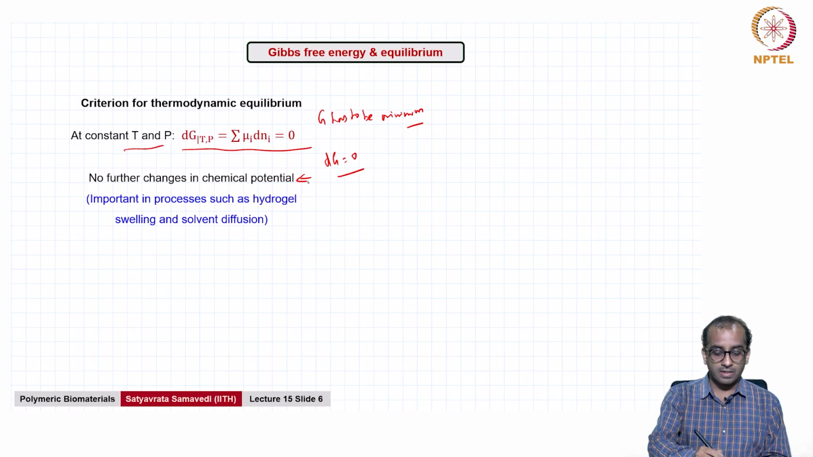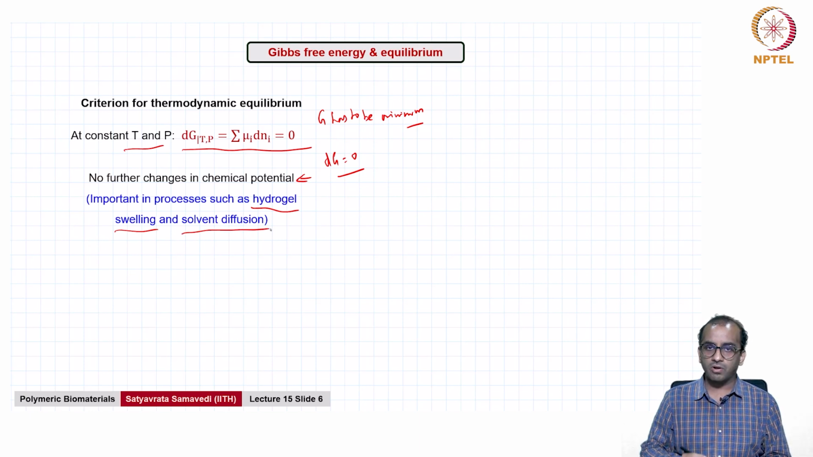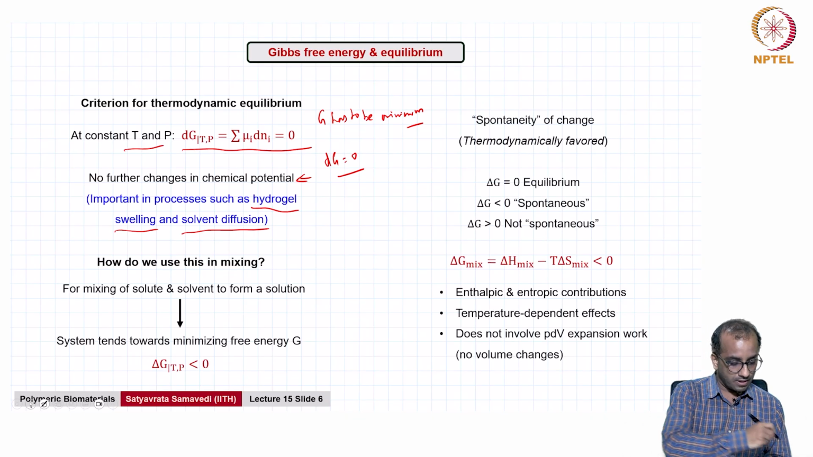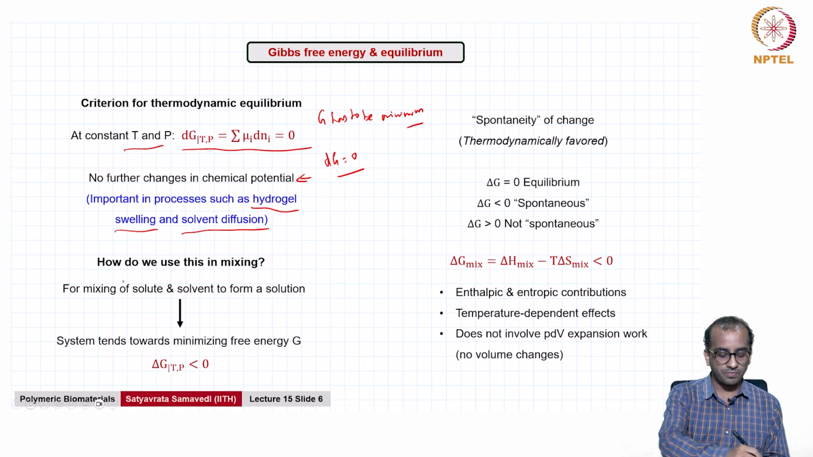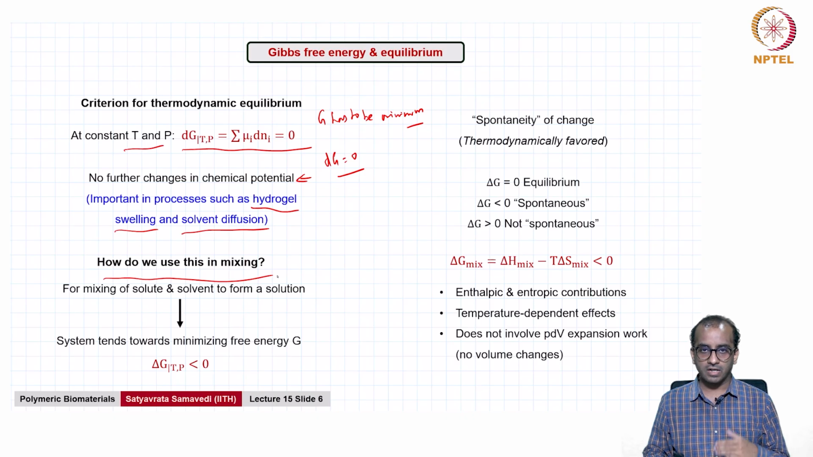This is very important in the biomaterial context. It is very important in processes such as hydrogel swelling, where we will revisit this concept and look at it in more detail, and also in things like solvent diffusion or even drug diffusion. Now, because we are looking at solution thermodynamics, the real question we want to ask is, how do we use all this knowledge to come up with some tangible criterion for mixing?